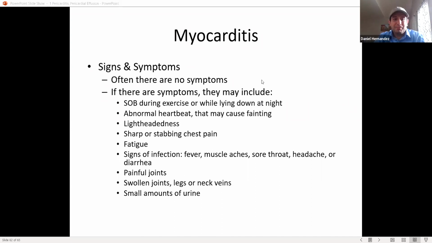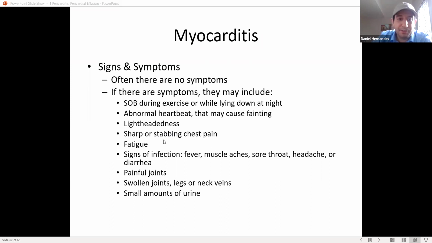So again, some signs and symptoms for myocarditis. One of the first things we might notice is they have an irregular heartbeat. This could potentially cause fainting. They may also have shortness of breath with exercise and shortness of breath when they're lying down flat at night. If that myocardium is thickened, we have decreased chamber volumes, so that output's going to be a little bit less, which might result in some shortness of breath. If the myocarditis becomes severe, they might start complaining of sharp, stabbing pain in the chest.